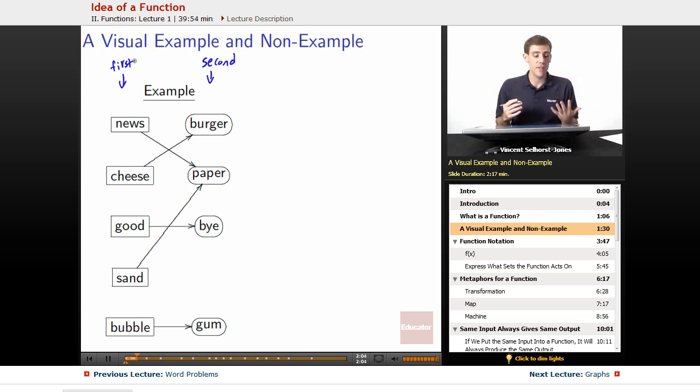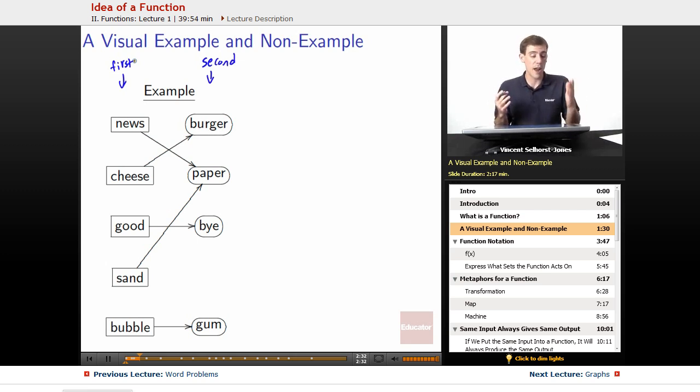So there are only 5 elements in our first set and only 4 elements in our second set, but this is a perfectly reasonable function. News, paper; cheese, burger; good, buy; sand, paper; bubble, gum. The only one you might be wondering about is, wait, news goes to paper and sand goes to paper. There's no problem with that. We only said that the function has to give us something when we point at something in the first set. We never said that it has to be a different thing for every single thing that we point to. It just has to give us something for it.